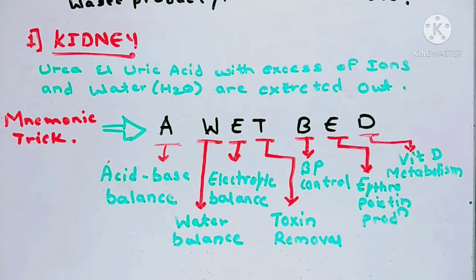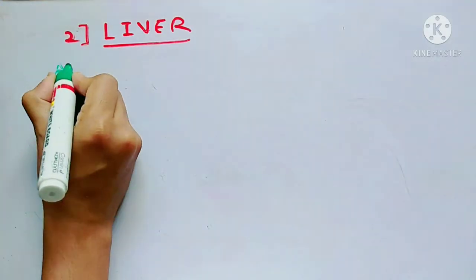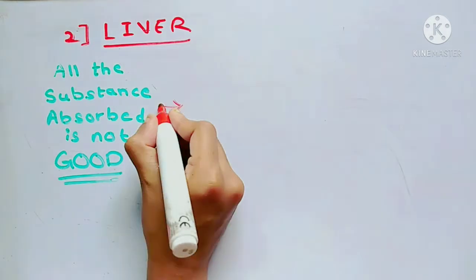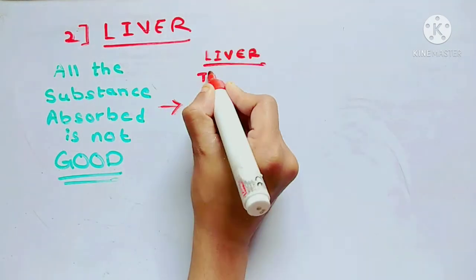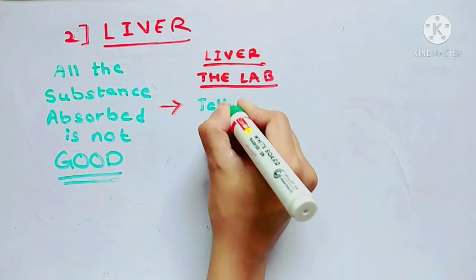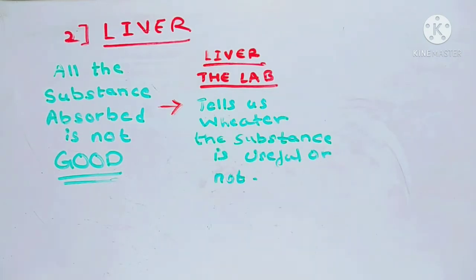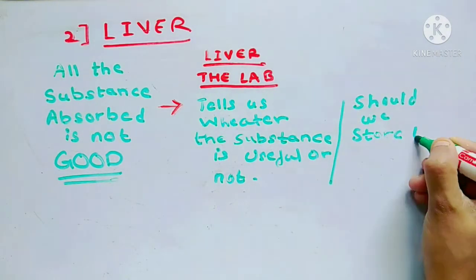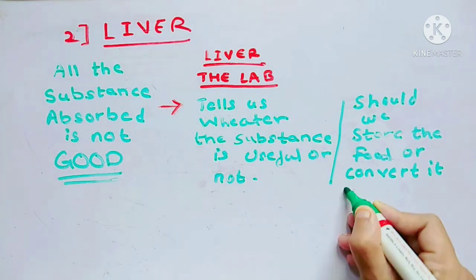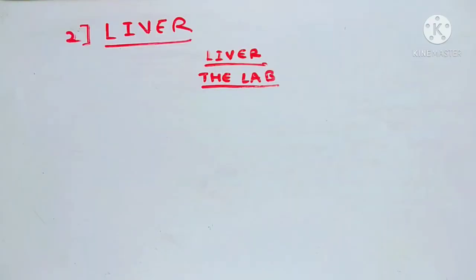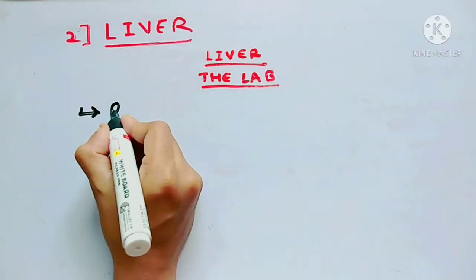Now let's move on to the second organ, which also helps in the management of bad stuff, that is the liver. All the substances that are absorbed are not good, so we need an organ to tell us whether the absorbed substance is useful or not, or should we wait and store it for later use, or should we convert it into the usable form. So the liver can be called the lab, which tests and tells us about the substances.